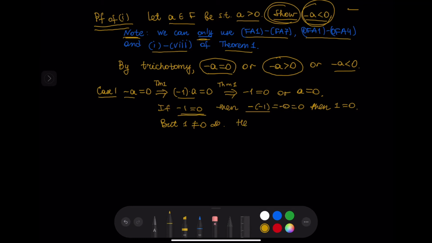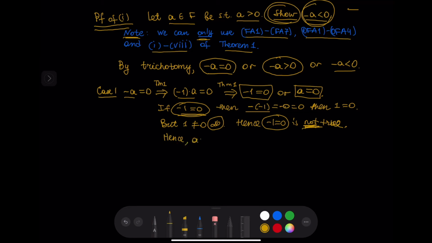So hence, negative 1 equals to 0 is not true. Because we assumed that negative 1 is equal to 0, we arrived at a contradiction. So therefore, negative 1 is not equal to 0. So we had that negative 1 was equal to 0 or A is equal to 0. So hence we must have A is equal to 0.